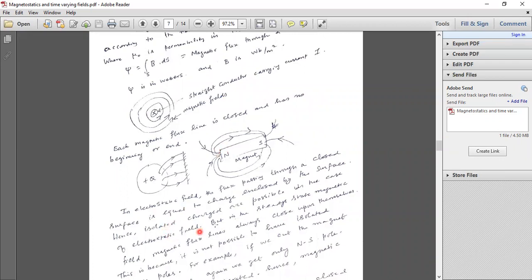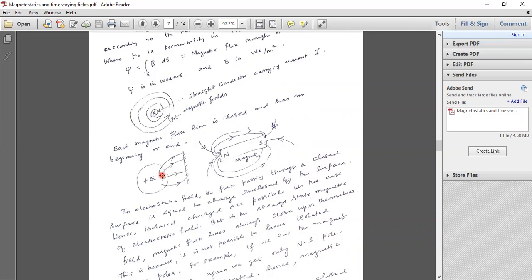In electrostatics, the flux passing through a closed surface is equal to the charge enclosed by the surface. These are the flux lines crossing this surface, which is equal to the charge enclosed by the surface. Hence, isolated charges are possible in the case of electrostatics, but in the case of magnetostatics, the magnetic field lines close upon themselves. So they form closed loops.